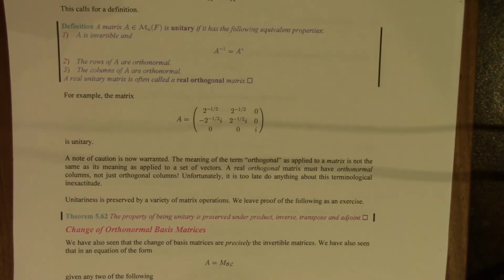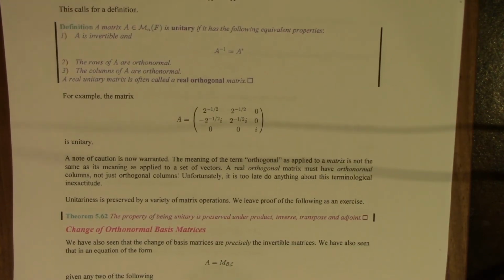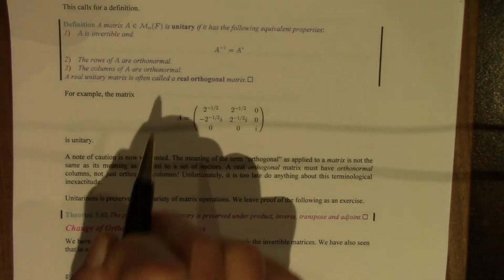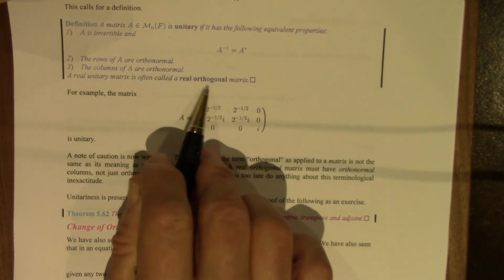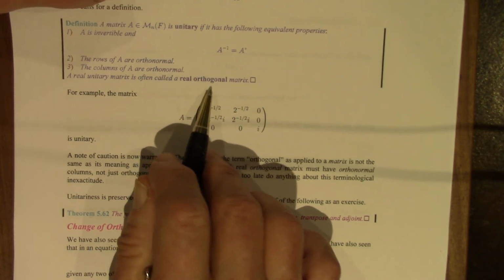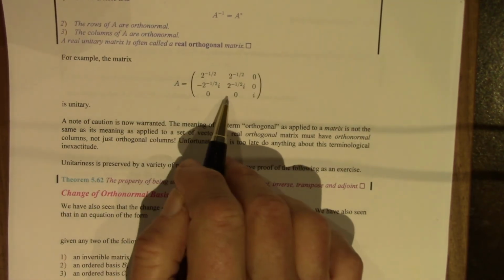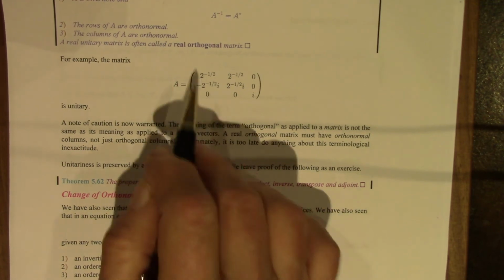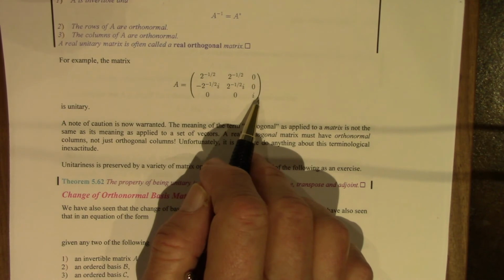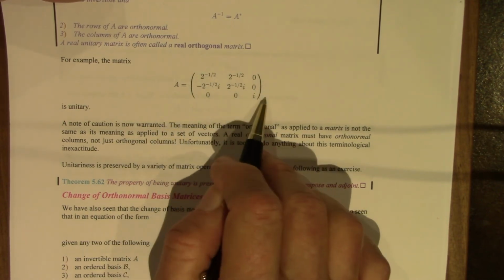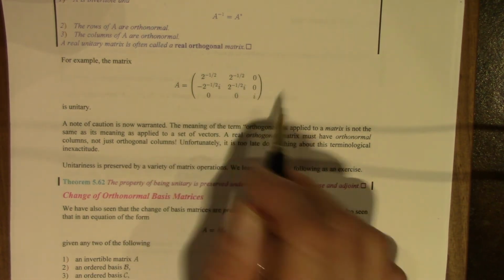A real unitary matrix is often called a real orthogonal matrix, and I'll have something to say about that term in a second. Here's an example of a unitary matrix. The columns are orthogonal and unit vectors, and they're orthogonal. The rows are unit vectors and orthogonal.